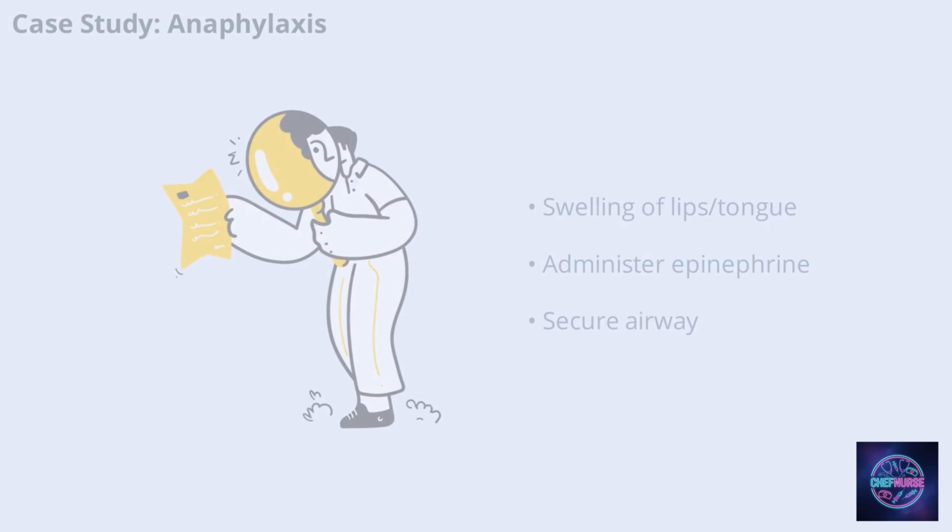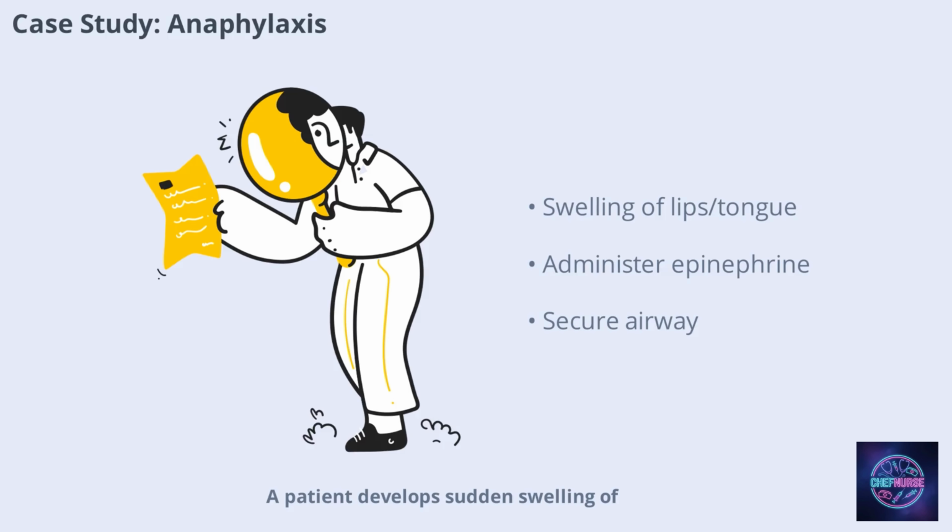Patient develops sudden swelling of the lips and tongue after receiving medication. On the NCLEX, this is a sign of anaphylaxis with airway compromise. Your priority is to administer epinephrine and secure the airway. Immediate action is critical to prevent respiratory arrest.